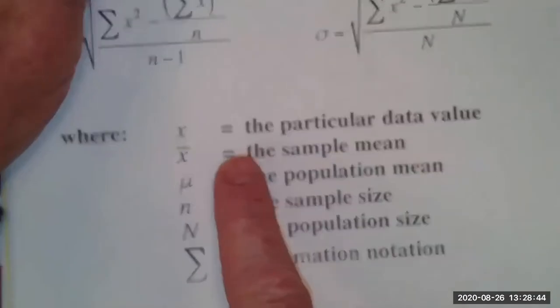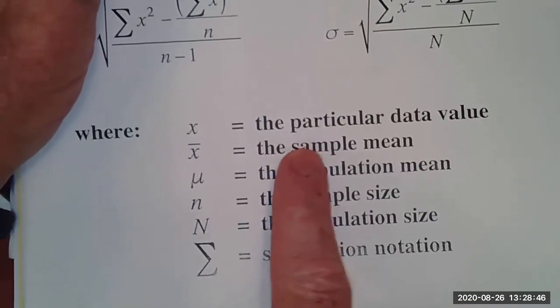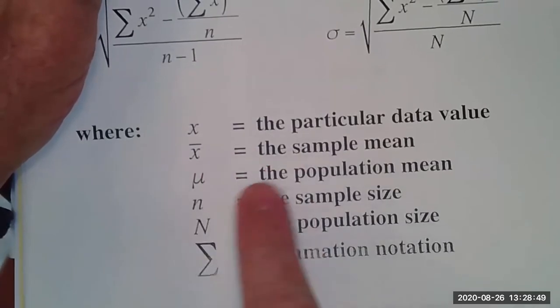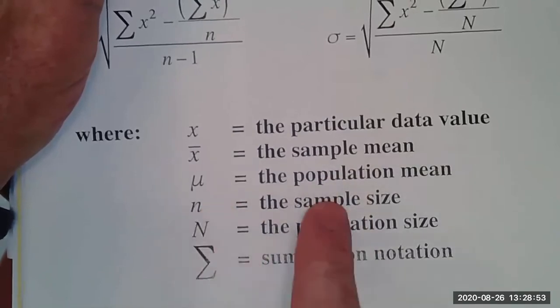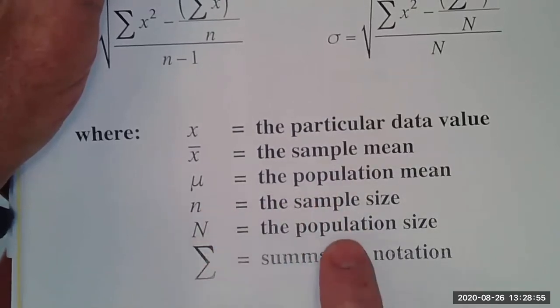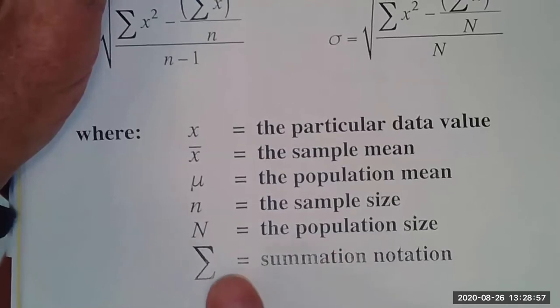Okay, other symbols right here. Make sure you understand. X is the particular data value. X bar is a sample mean. Mu is the population mean. All these definitions are in the back of your packet. Little n is sample size. Capital N is population size. And that symbol is summation notation.